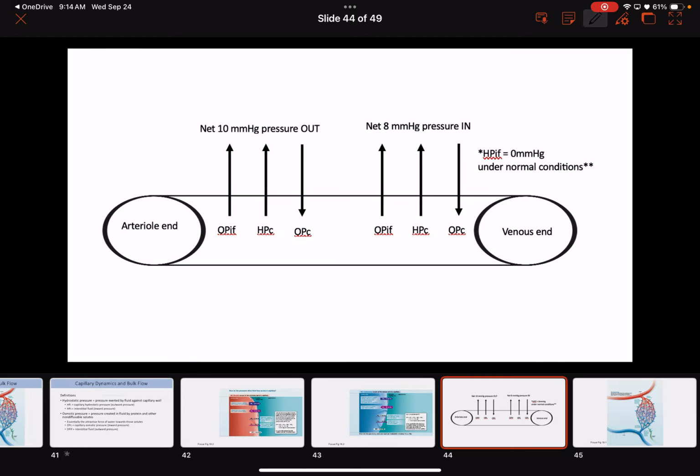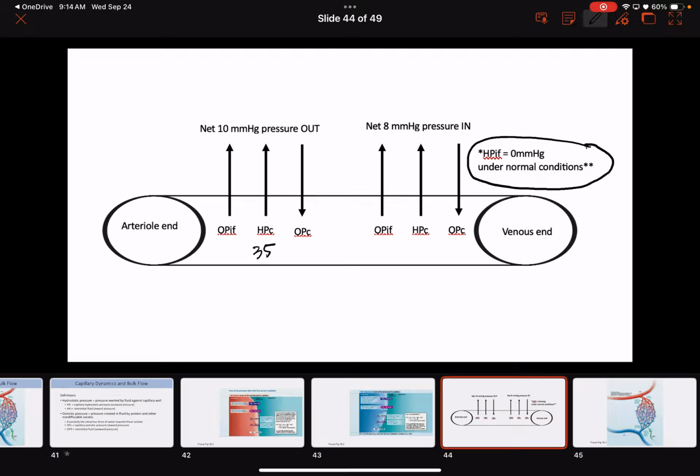So again, our hydrostatic pressure from the capillary is about 35. That's how much pressure the blood is exerting on the capillary wall. And one thing I'll mention, the hydrostatic pressure of the interstitial fluid from the outside is 0 under normal conditions, so I just leave that out. It's always going to be 0. It doesn't change, that pressure from the outside. But our hydrostatic pressure of the capillary is 35.